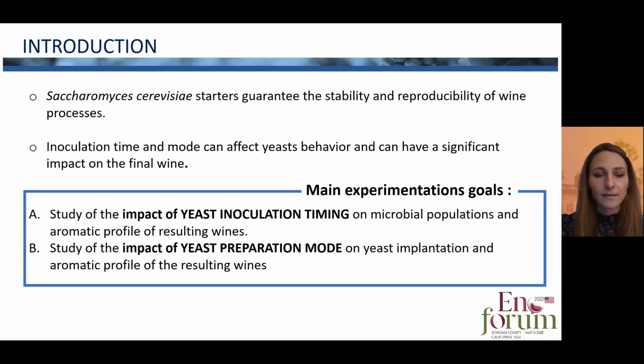For the impact of the yeast inoculation timing, the main goal was to see how it affected the microbial populations of Saccharomyces and non-Saccharomyces yeast, and eventually, of course, the resulting wine and its aromatic profile. For study B, the main goals were to see how the preparation of the yeast would impact the implantation of this yeast, but of course also how it affects the resulting wine and its aromatic profile.